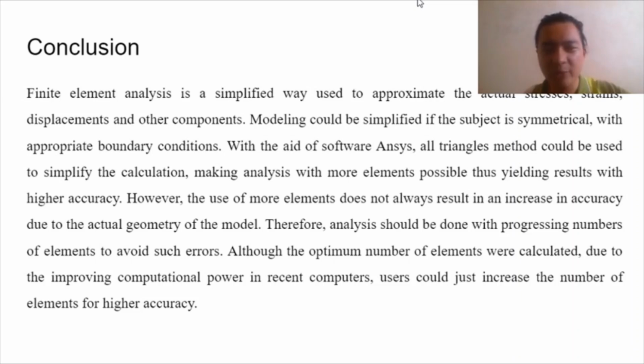However, the use of more elements does not always result in an increase in accuracy due to the actual geometry of the model. Therefore, analysis should be done with a progressing number of elements to avoid such errors. Although the optimum number of elements was calculated, due to the improving computational power of recent computers, users could just increase the number of elements for higher accuracy.